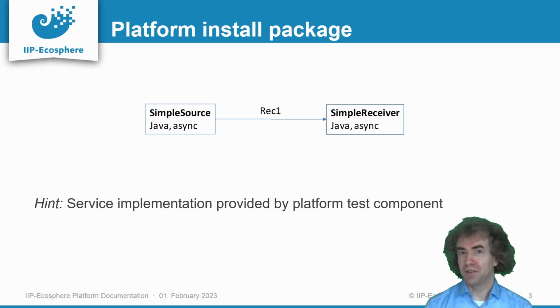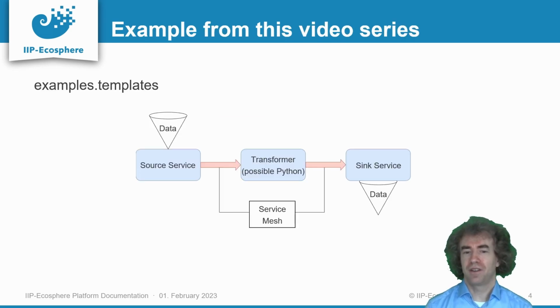The other examples all contain their service implementation as you have seen it in the series of videos by Alexander. And here you have, of course, the example that you had in this video series. It is a source service, it is a transformer, basically with Java, but there's also a Python variant, and there is a sink service, and you already have a chain of 3 services that are working together and that you in principle can distribute over devices.